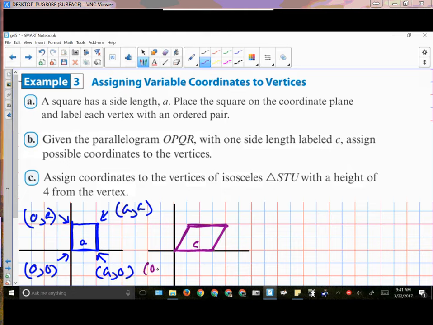Now again, I've used 0, 0 right there. This coordinate here is going to be C, 0. After all, that is C long, correct? Now, I need to know something else. I need to know what the height is going to be. Could I just say that the height is B? So if I wanted to, I could call this one C, B, correct? I have no idea what B is. I just know that it's going to be B.